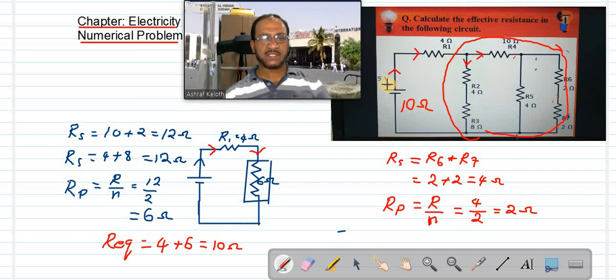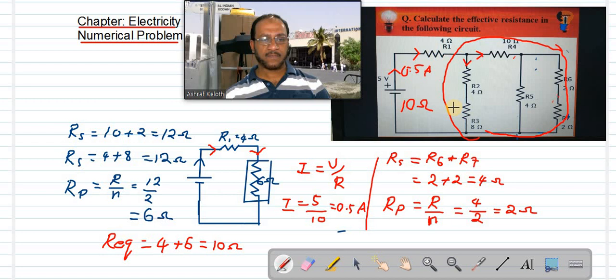10 ohm is the resistance and the voltage applied is 5 volt. So the current in the circuit will be I is equal to V by R. So 5 volt is applied here and 10 ohm is the resistance. 5 volt by 10 ohm is the current, that is 0.5 ampere will be the current flowing in the circuit. When we switch on the circuit, the main current here will be 0.5 ampere because the total resistance is 10 ohm and the voltage applied is 5 volt.